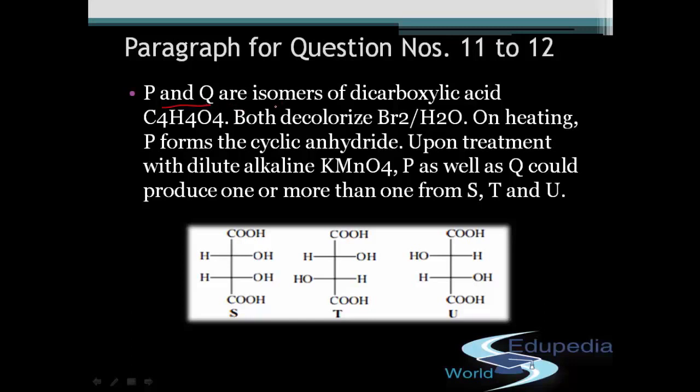It says that P and Q are isomers of dicarboxylic acid. Now the moment I hear the word dicarboxylic acid, I am clear that there are going to be two COOH groups in the compounds P and Q. Okay, and further I have been given the molecular formula as C4H4O4, right? And then it says both decolorize Br2 water. So decolorization of Br2 water is a very standard test for presence of a C double bond C.